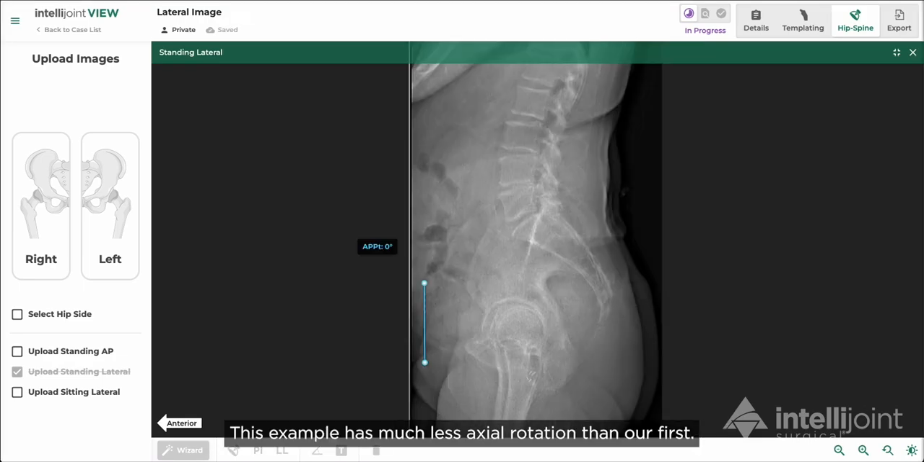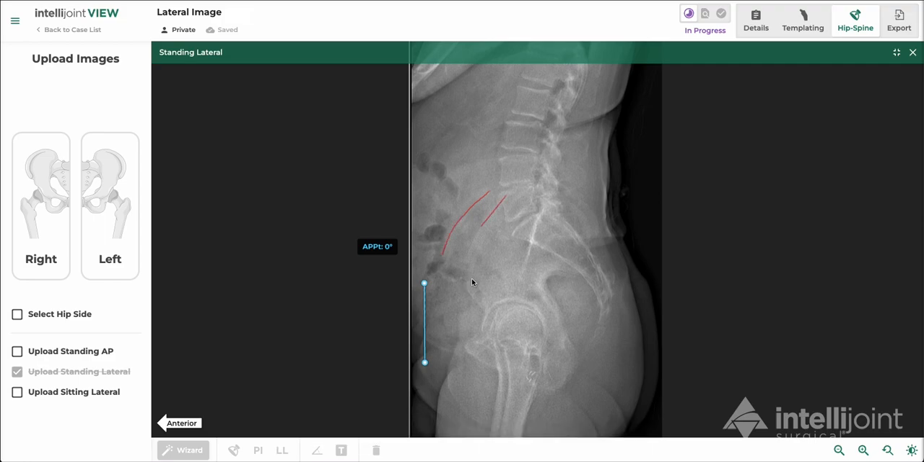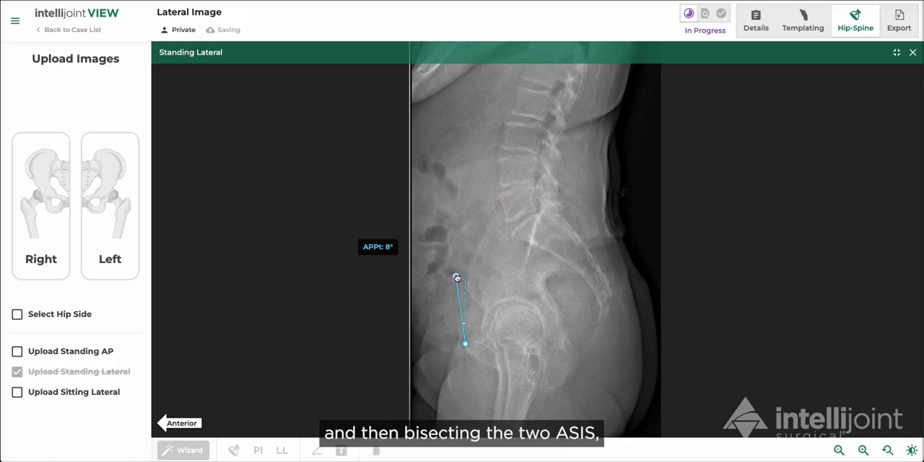This example has much less axial rotation than our first. We can see that the femurs are relatively aligned and parallel, and that the acetabula are very close, but not quite overlapping. Similar to our first image, one iliac crest is easier to see than the other, but we can still tell that there are two visible. As a result, we need to bisect the two visible ASIS points, which leads us to place the landmarks here. Defining the pubis point and then bisecting the two ASIS, resulting in 8 degrees of anterior tilt for this patient.